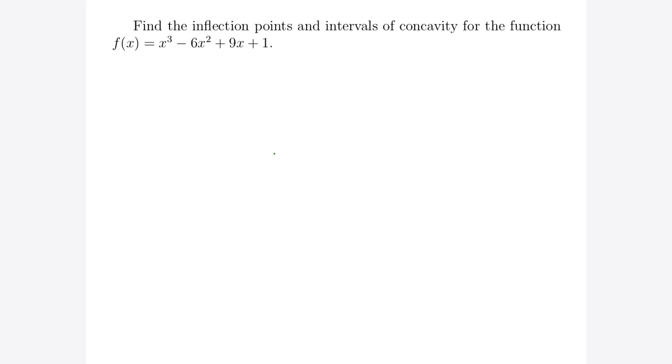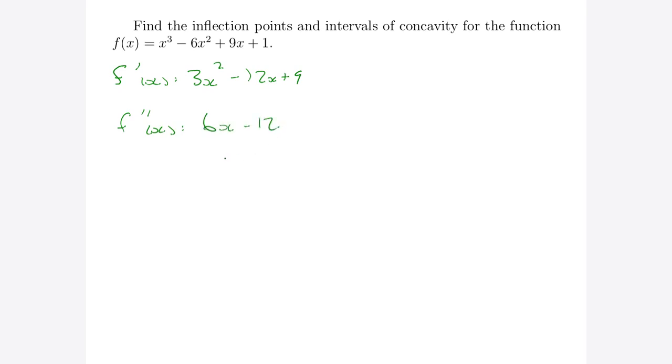So here we go. Here's an example. Here's our function. We're going to find the inflection points and the intervals of concavity, concave up and concave down here. Since we're talking about inflection points and concavity, we're going to associate that right away with the second derivative. So let's find the second derivative. The first derivative is 3x squared minus 12x plus 9, and without stopping, we're just going to blaze right on past that and say the second derivative is 6x minus 12.